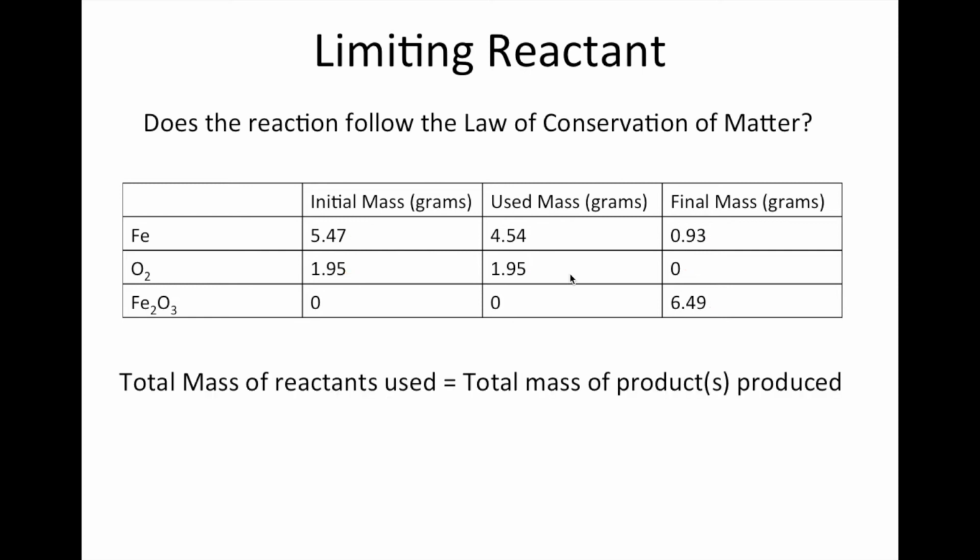Well, we know that matter can neither be created nor destroyed, so the mass of reactants that we used must be equal to the mass of products that we produced. So how much of the reactants did we use?